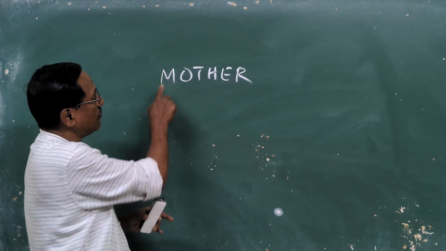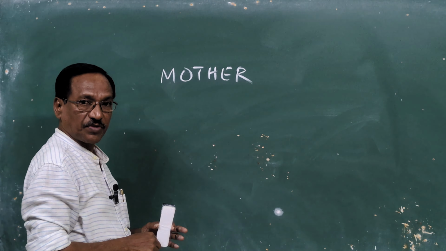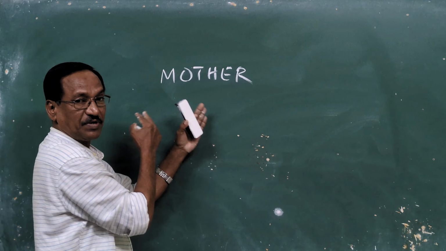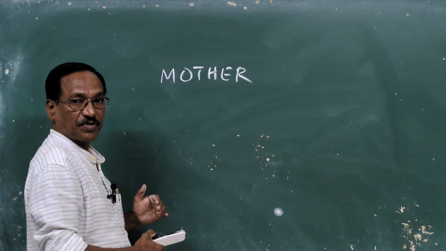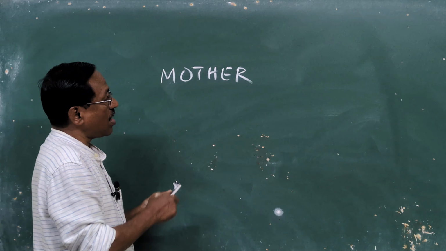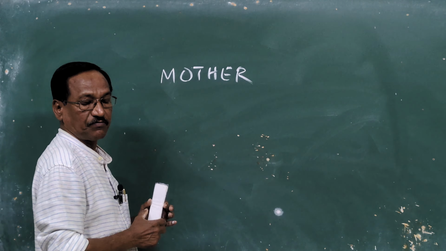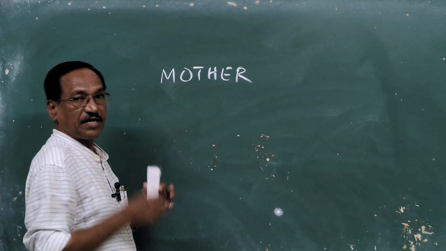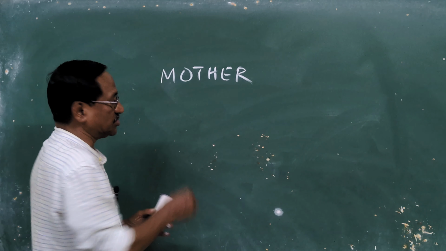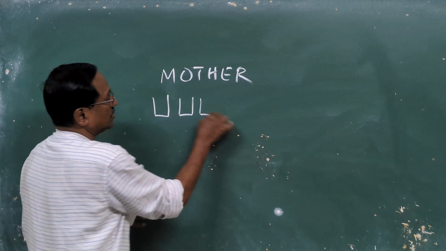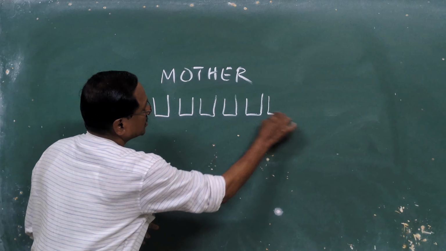Here we have 1, 2, 3, 4, 5, 6 letters. Now the positions of these 6 letters can be rearranged. Then after rearranging all these letters, we have to count the number of arrangements. For that, let us consider these 6 letters are to be placed in 6 boxes. Suppose we have 6 boxes here.